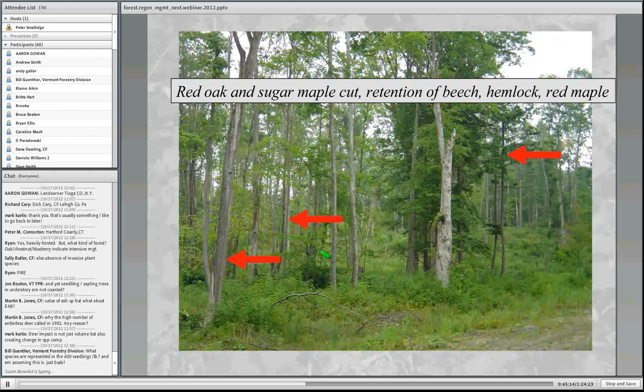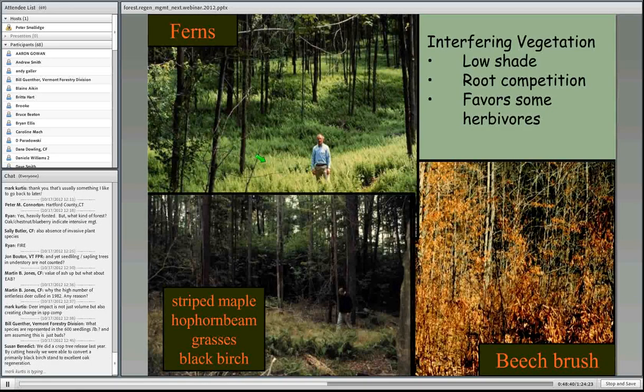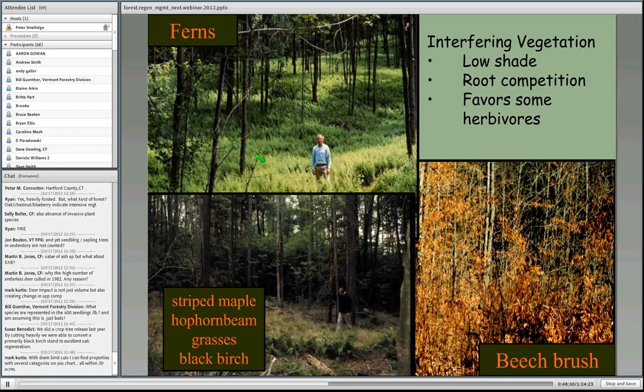The second threat, some of these pictures load slowly, deals with interfering vegetation. There are lots of forms of interfering vegetation. This can be native, it can be non-native. It may happen because of disease issues, for example, with beech brush. It may happen because of past management practices that were well-intentioned but just went south. And there's a long list of species that can be involved with this.